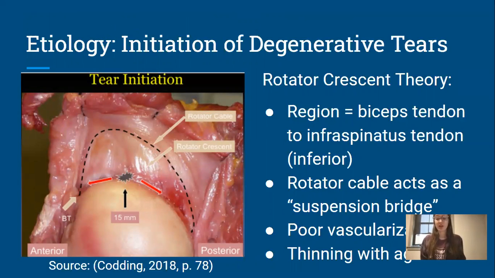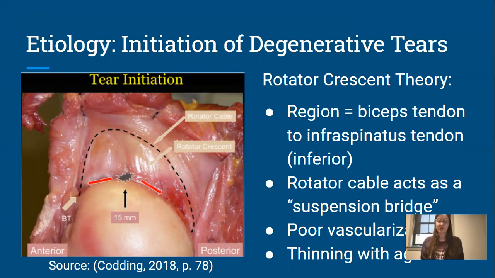Degenerative tears can occur in any of the 4 muscles of the rotator cuff, but they frequently initiate in a specific region known as the rotator crescent. This crescent that is shown on the picture on the left is a half-moon shaped portion of the rotator cuff between the biceps tendon and the inferior border of the infraspinatus tendon.